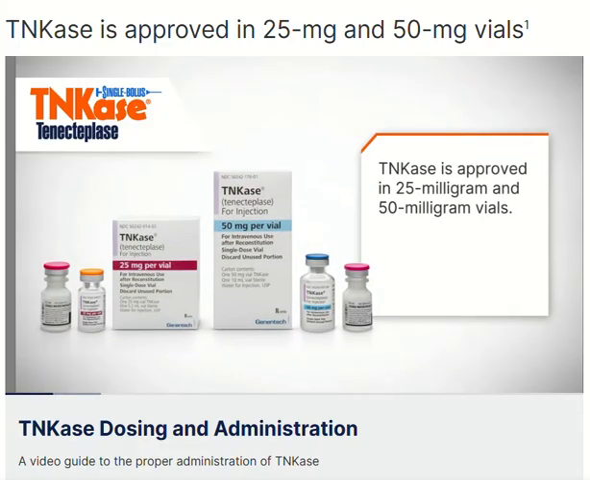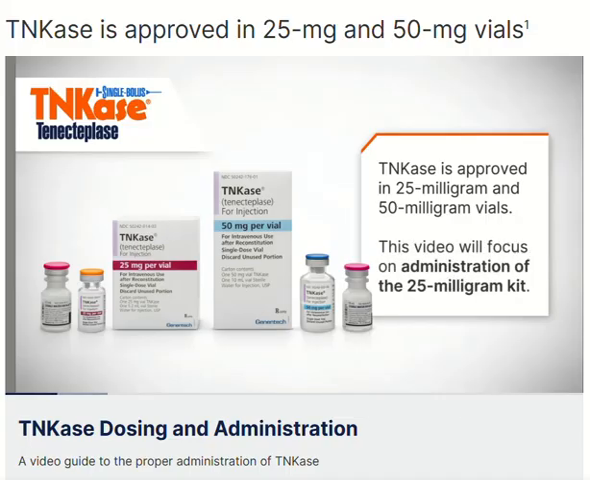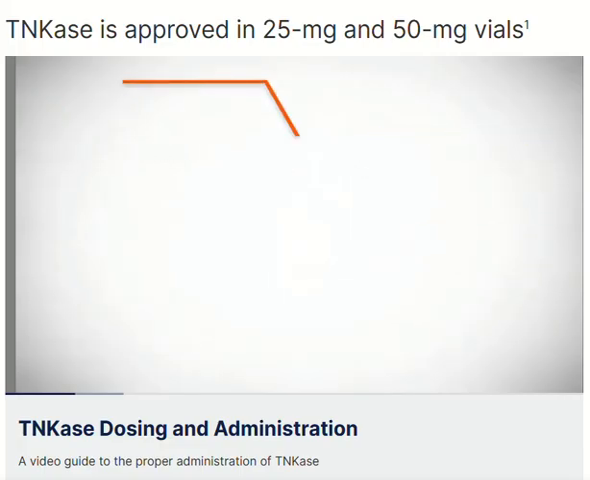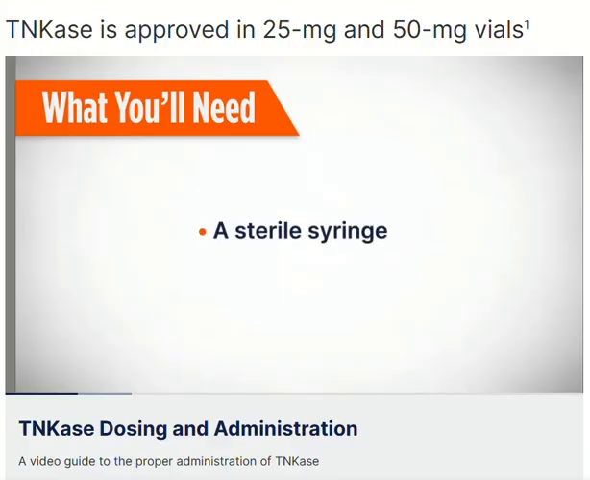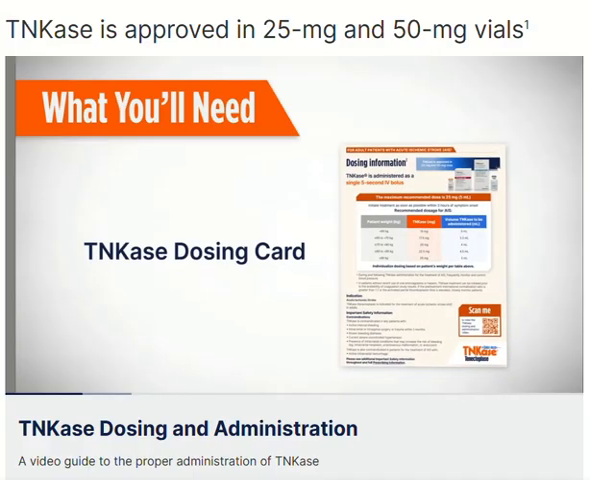TNKase is approved in 25 mg and 50 mg vials. This video will focus on administration of the 25 mg kit. The kit contains one 25 mg vial of sterile lyophilized TNKase powder, a 5.2 milliliter vial of sterile water for injection, and a copy of the full prescribing information. Please be sure to review the included full prescribing information for TNKase. You will need to provide a sterile syringe, gloves, and alcohol swabs. You may also refer to the TNKase dosing card for guidance.